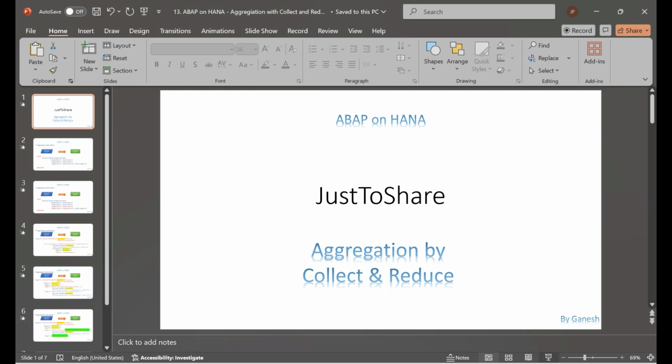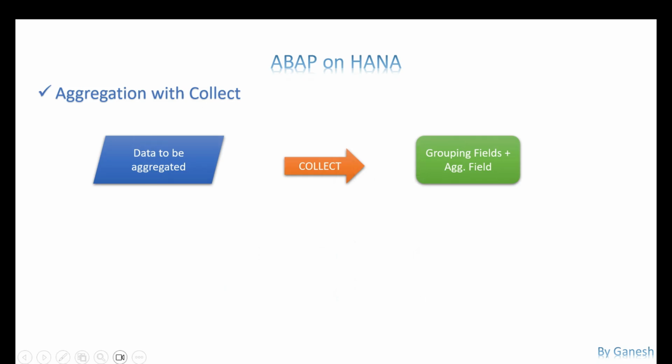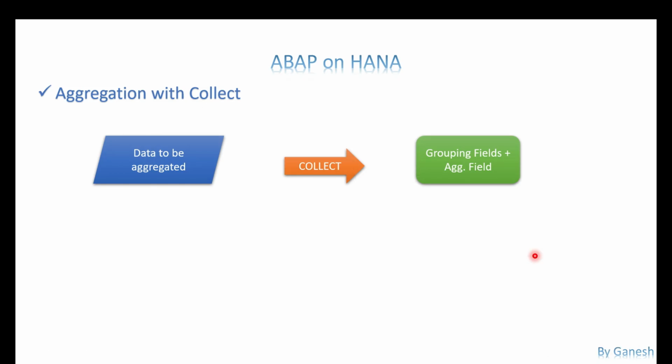So collect is not a new thing. We know about the use of collect. It basically collects, aggregates or consolidates the numeric field values based on the non-numeric field values. For this, we need two different internal tables. One is the source internal table. The next one is the target internal table. The target internal table is a combination of numeric and non-numeric fields. So here the grouping plays a major role.